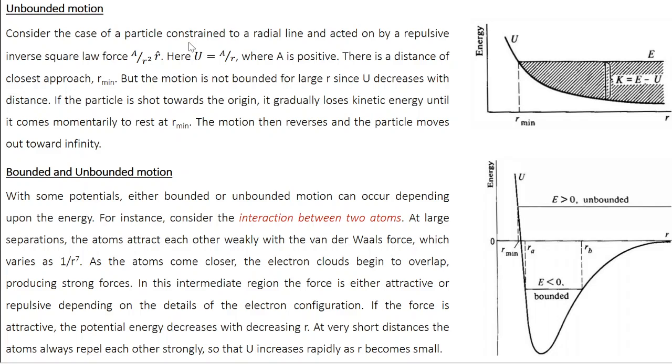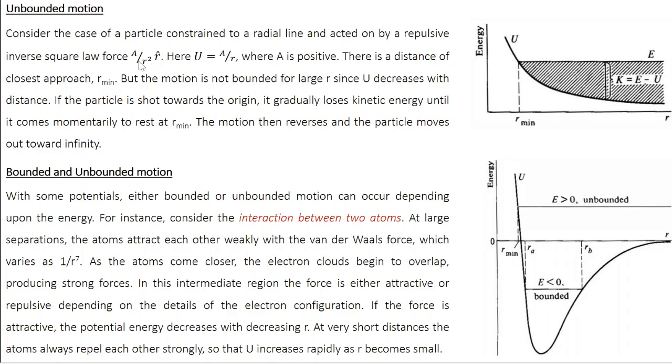Consider the case of a particle constrained to a radial line and acted on by a repulsive inverse square law force given by A by r square r cap, where A is a positive constant. So this is some kind of a repulsive force. Let's calculate the corresponding potential.